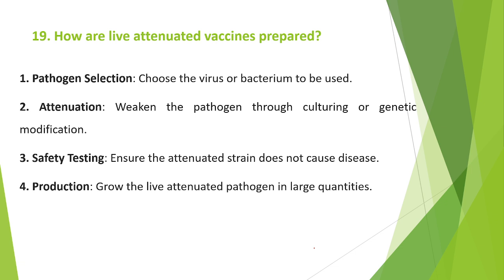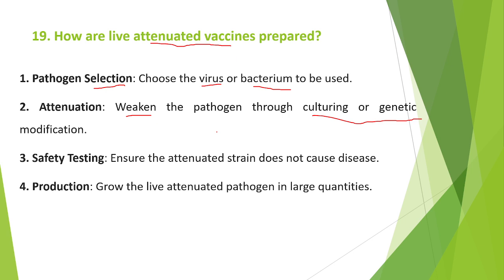Here we have first pathogen selection. So at the start of preparing live attenuated vaccines, the first thing we should look at is the pathogen selection, the one we are going to use. Is it going to be a virus or a bacteria? And then attenuation, which is the process of weakening the pathogen through culturing or genetic modification, where genes responsible for virulence are altered or deleted.